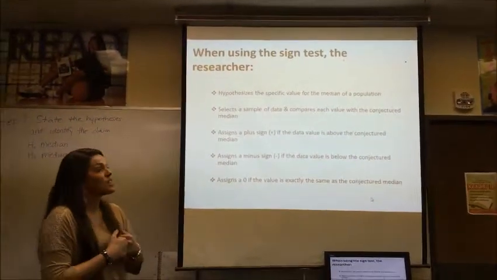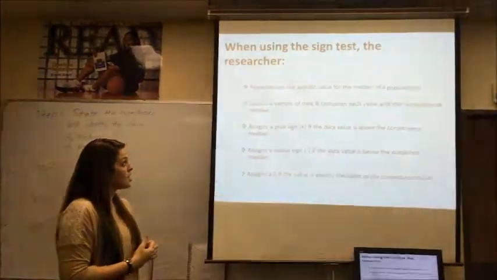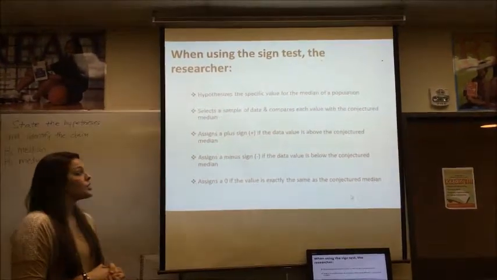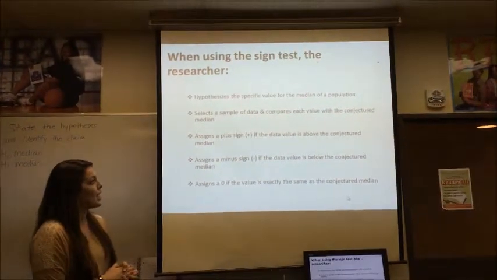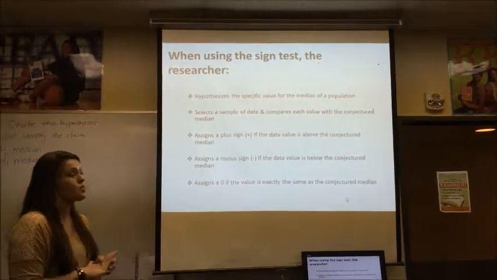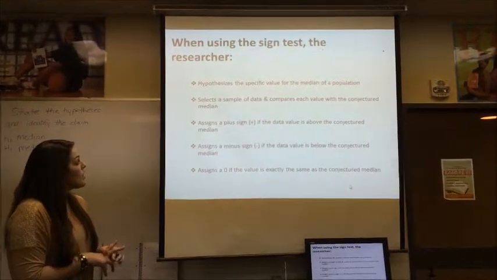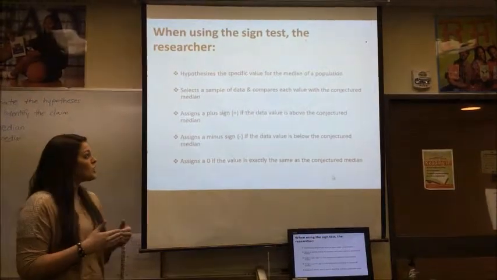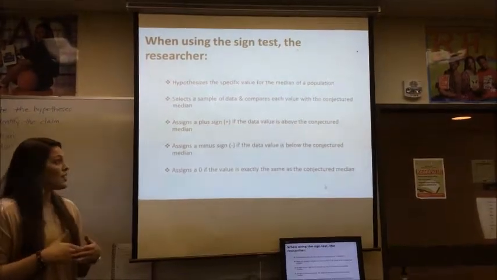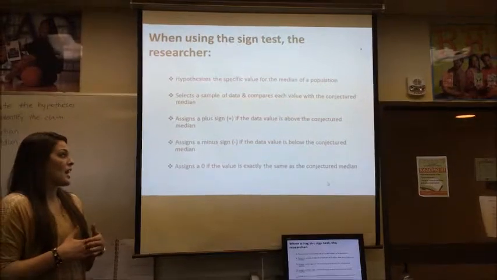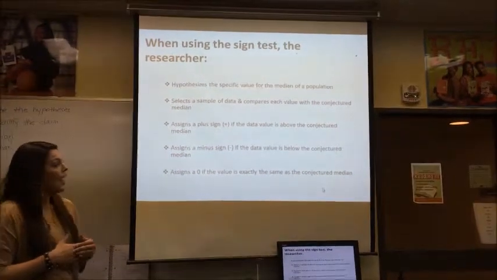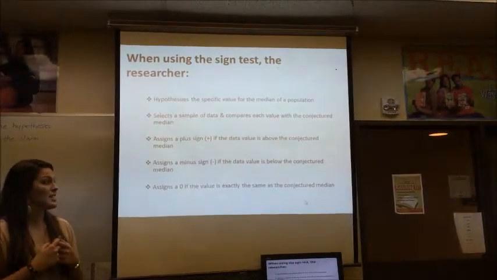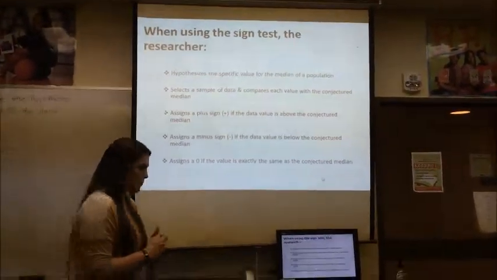When using the sign test, the researcher hypothesizes the specific value for the median of the population. The researcher also selects a sample of data and compares each value with the conjectured median. Then the researcher assigns a plus sign if the data value is above the conjectured median. The researcher could also assign a minus sign if the data value is below the conjectured median. And the researcher assigns a 0 if the value is exactly the same as the conjectured median.